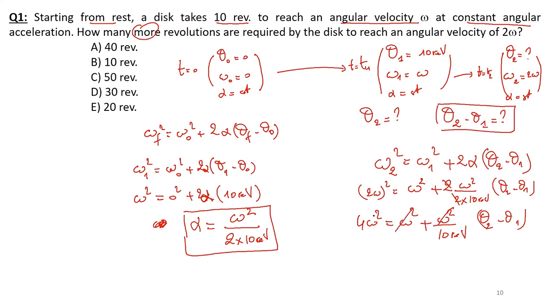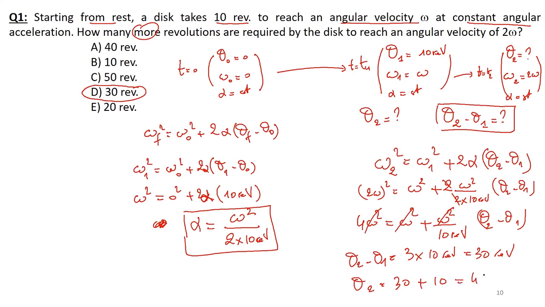This omega squared goes away and I will end up with theta 2 minus theta 1 is just 3 times 10 revolutions, which is 30 revolutions. So my right answer is 30 revolutions. That means theta 2 minus theta 1 is 30 revolutions, so theta 2 is 30 plus theta 1, which is 10. So theta 2 is actually 40 revolutions. But here I said how many more? So I want delta theta. So this is the right answer.